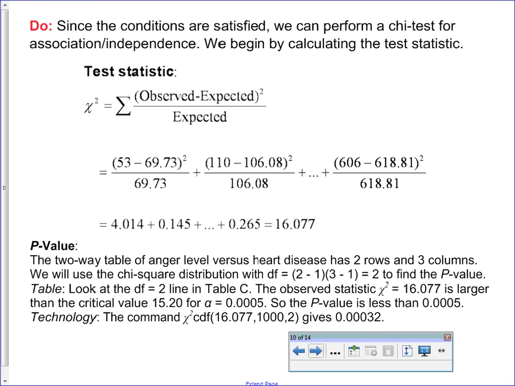So then we would do our chi-square, and it's just once again observed minus expected, divided by expected. You can do that here, and you'll get a chi-square of 16.77. There were 2 rows and 3 columns, so 2 minus 1 times 3 minus 1 will give me 2 degrees of freedom. And we're going to get a p-value of 0.000032.